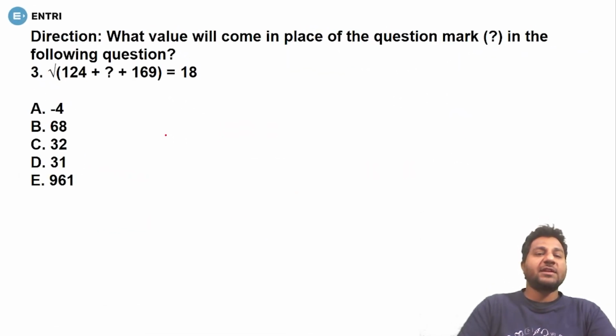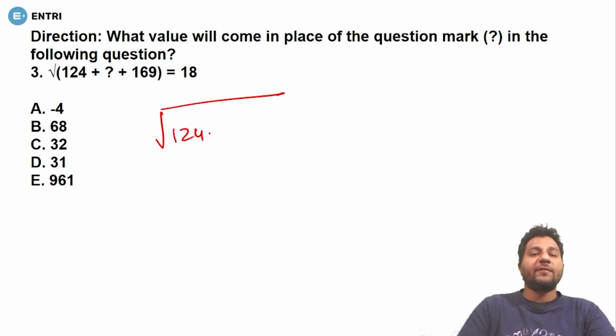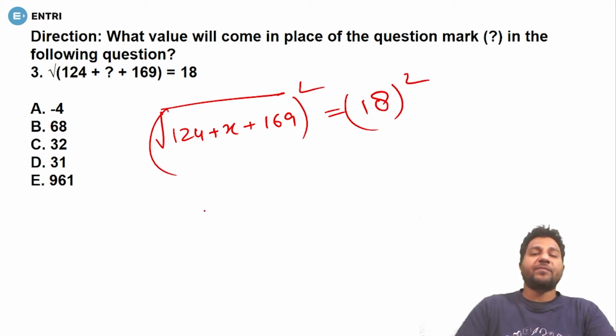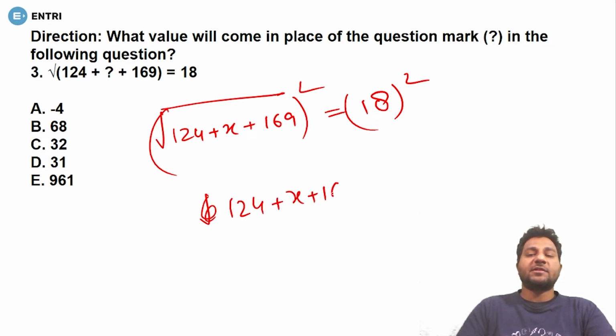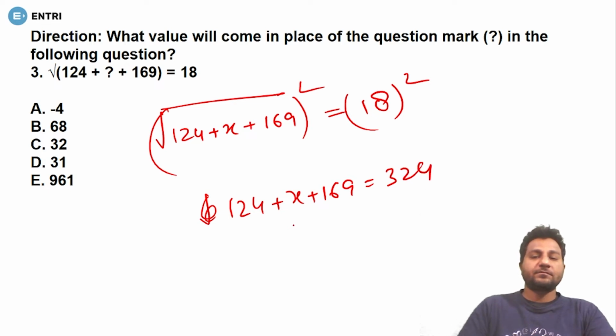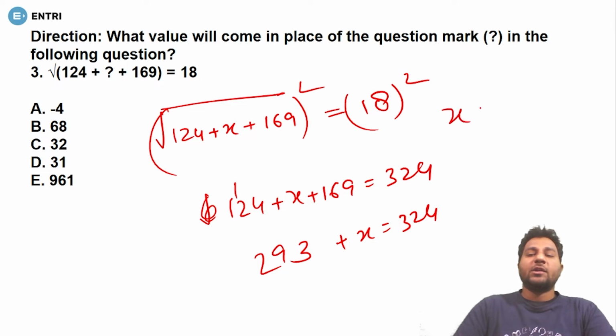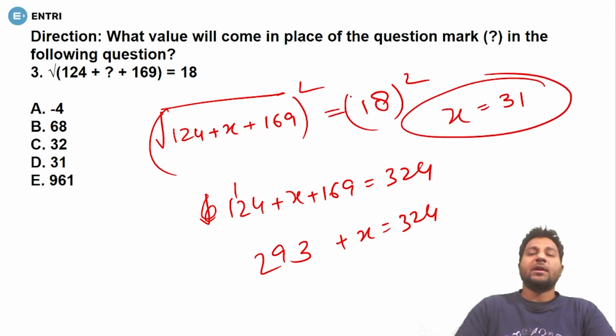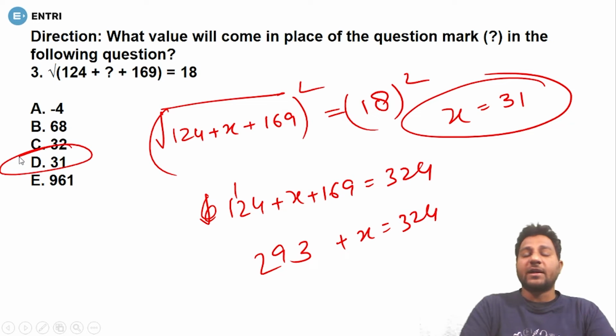The next question is: square root of 124 plus x plus 169 is equal to 18. So let's square both sides. That means 124 plus x plus 169 equals 324. Okay, 9 4 13, and 6 3 9, and 2 plus x, 3 2 4, 24 and 7, so x equals 31. All right, so we have figured out this question easily. Look at the timing.